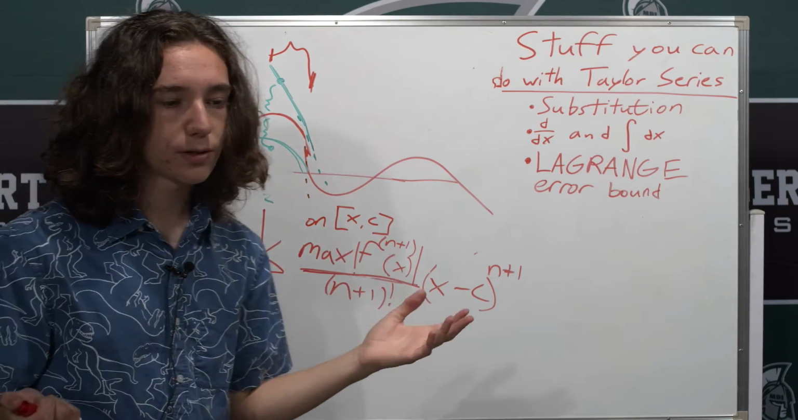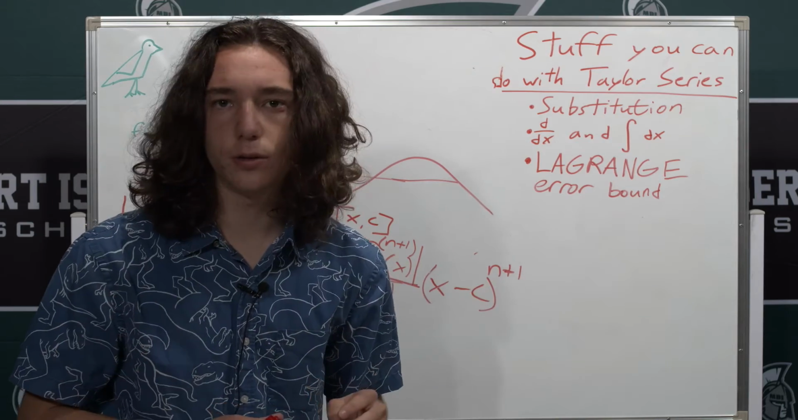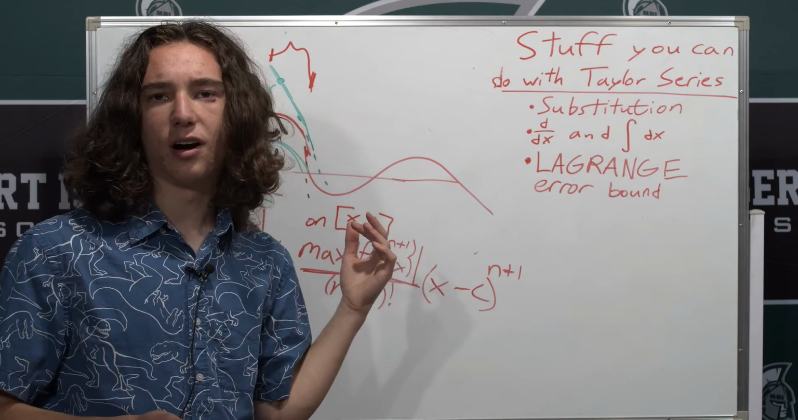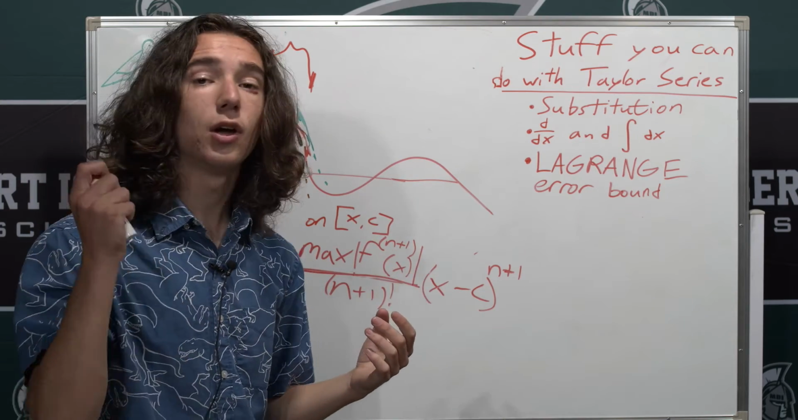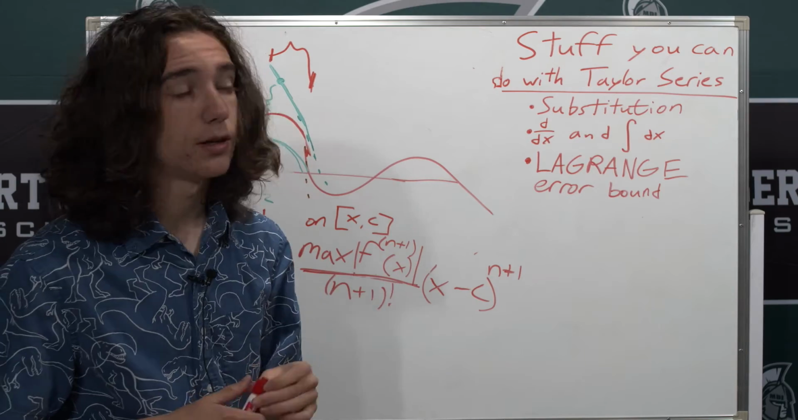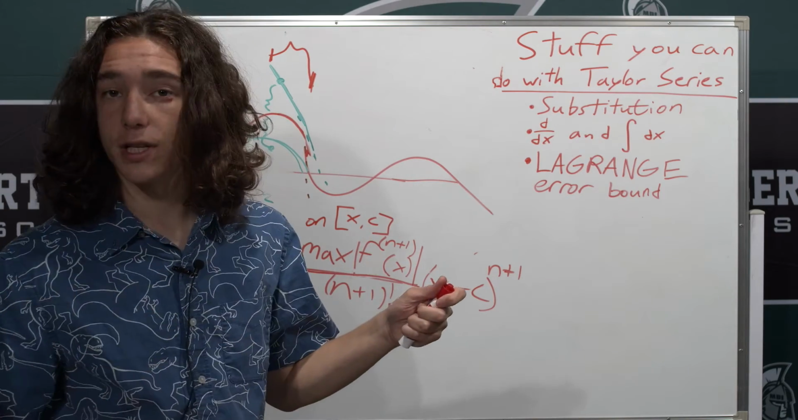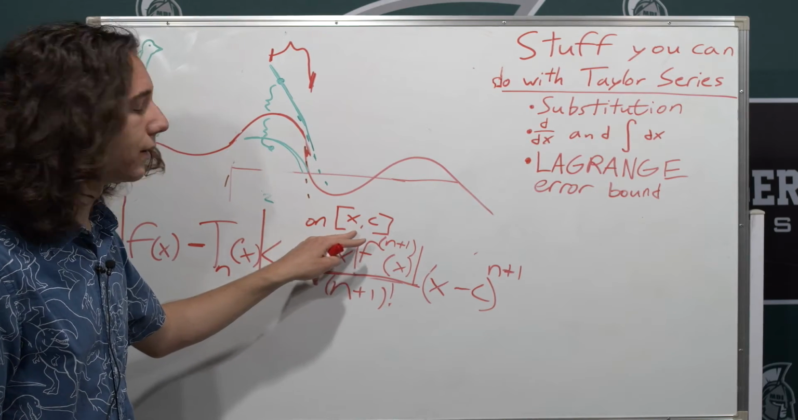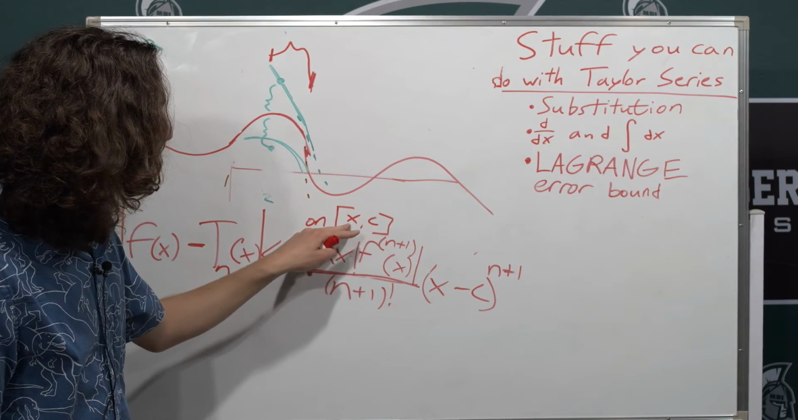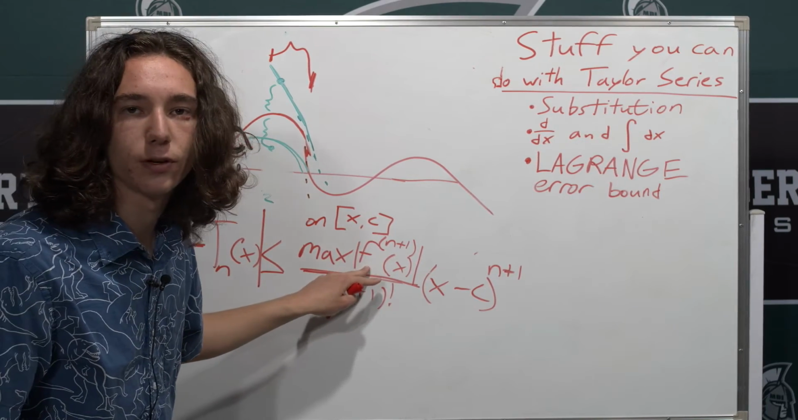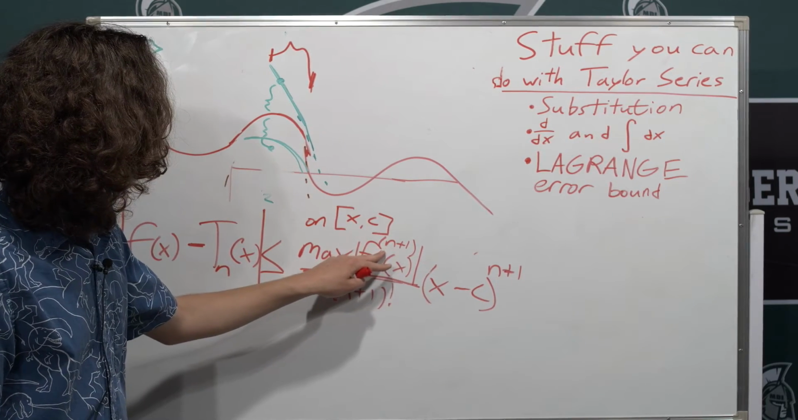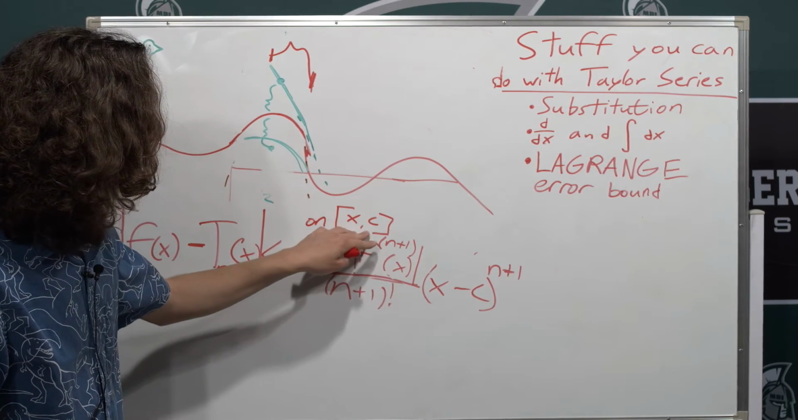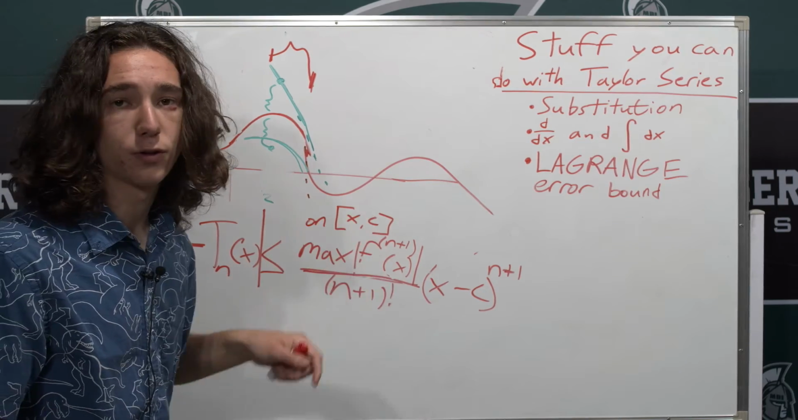And now sometimes this is still hard to do, because we don't always know the n+1th derivative of this funky function. But often, at least on AP tests, they'll tell you something like, this function is decreasing. And so you'll say, well, if it's decreasing and x comes before c, then x must be the maximum of this function. So you'd take the n+1th derivative of f at x, because you know that that's where the biggest value on this range must be.